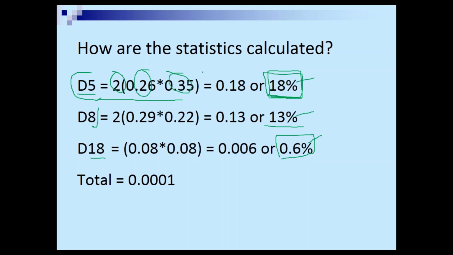But if you look at all 3 of these, and you ask yourselves, how many people match me at D5 and D8 and D18? Then what you do is you multiply these percentages together. All of a sudden, your frequency is 0.0001, or what is that? 1 in 10,000. Okay? 1 in 10, 1 in 100, 1 in 1,000, 1 in 10,000.